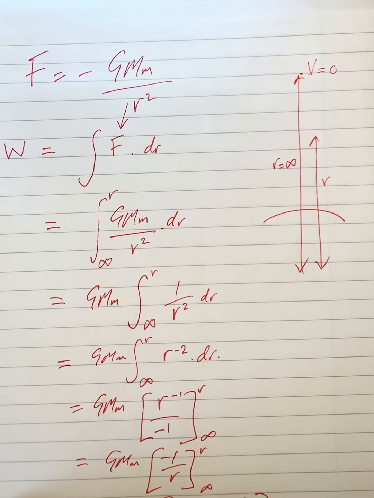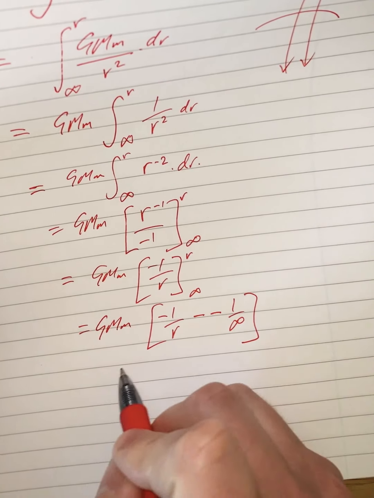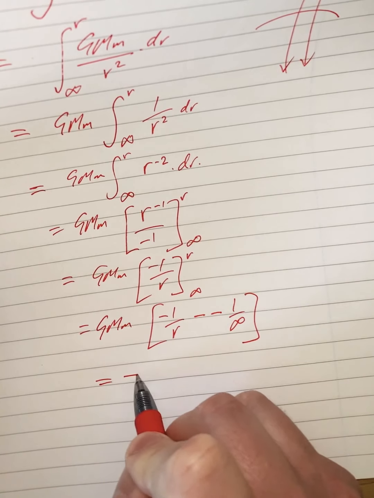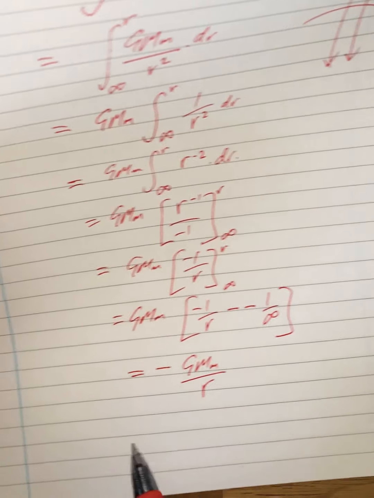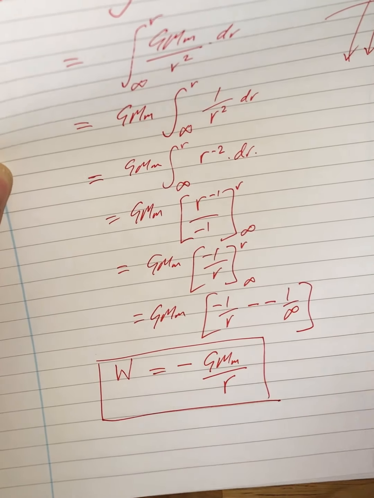So in other words, we are dividing by a very, very big number. So this becomes very, very small. In fact, it's 0. It's an infinite number, so this is 0. So in general then, what we have found is that we've got minus GMm over r. But this is the work. Okay, this is the work done.